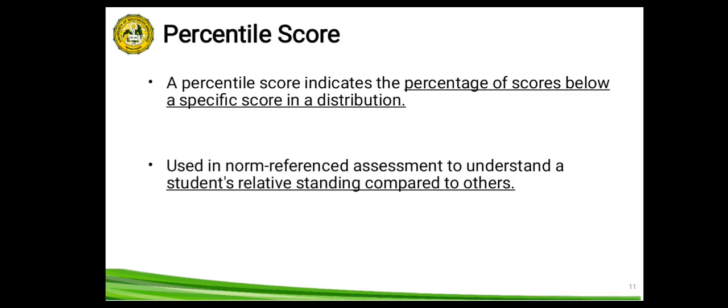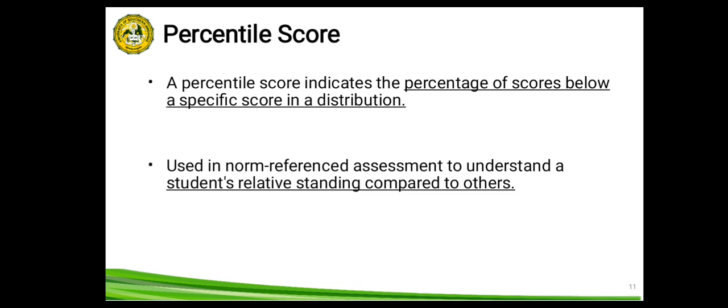The next type of score is the percentile score. A percentile score indicates the percentage of scores below a specific score in a distribution. So this percentile score is an individual raw score that is converted into a number indicating the percent of people in the reference group who scored below the test taker. The use of percentile score is in the norm-referenced assessment. It is to understand a student's relative standing compared to others.